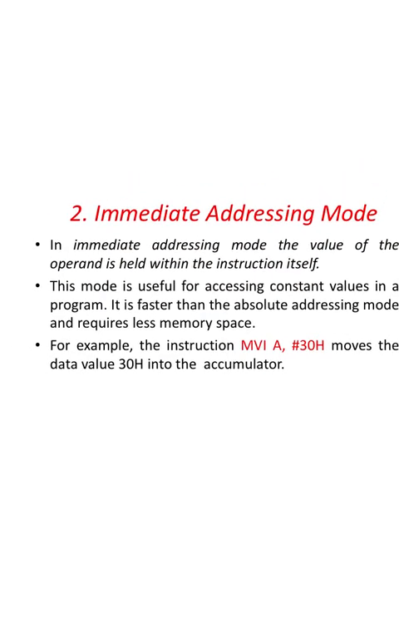Immediate addressing mode. In the immediate addressing mode, the value of the operand is held within the instruction itself. This mode is useful for accessing constant values in a program. It is faster than the absolute addressing mode and requires less memory space. For example, the instruction MVI A, #30H moves the data value 30H into the accumulator.